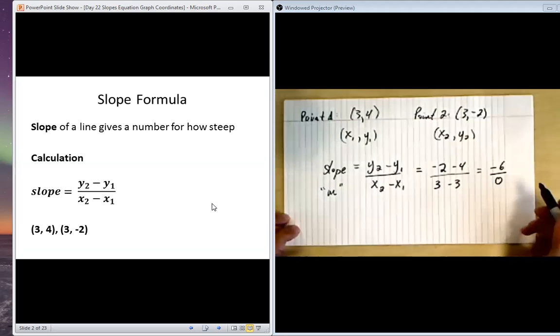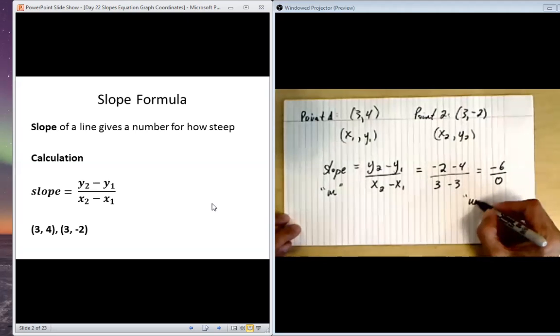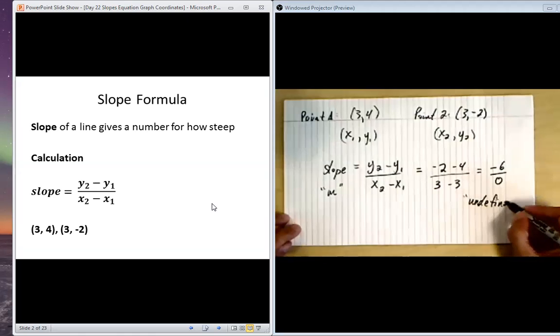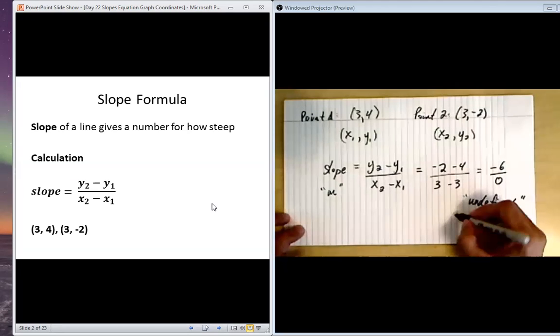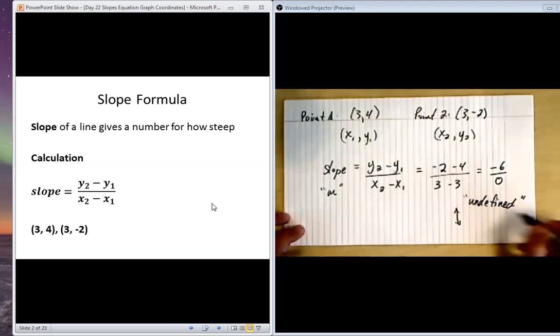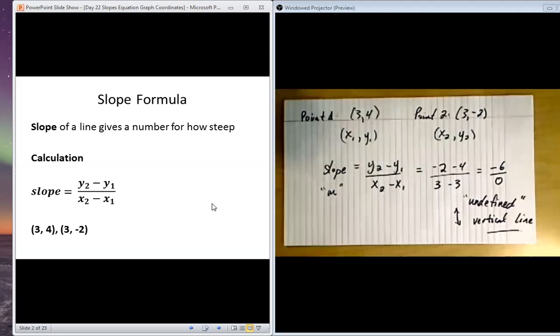And so instead of a number like 12 or 3 or something like that, because it divides by 0, it gets a math word associated with it. It's called undefined. And as we'll see later on, this is a bit out of order, this means that the line is actually just going straight up and down like this. It means it's a vertical line. Okay, but for now, this is just to show you where the x1, y1 and x2, y2 are, a little sample calculation for you.